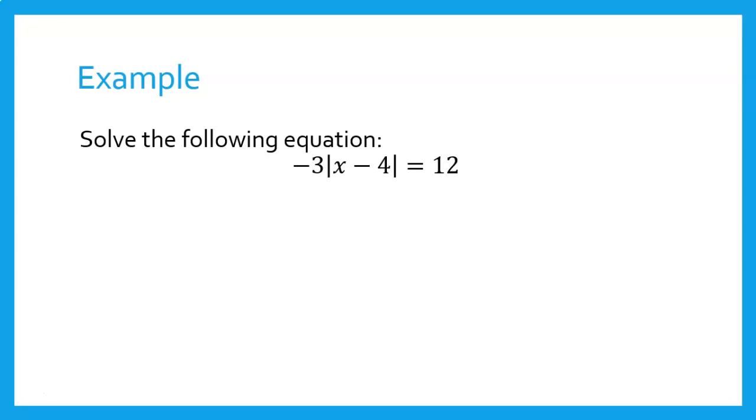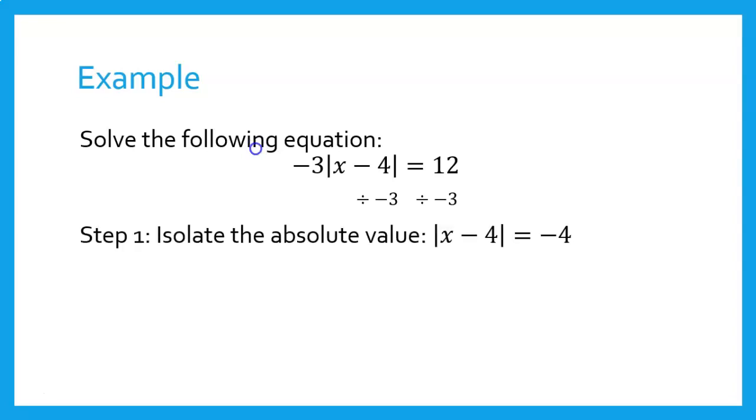Starts out like any other equation. Solve the following equation. -3 times the absolute value of x minus 4 equals 12. The first step is always to isolate the absolute value. So we would divide both sides by 3. And when I do that, I have the absolute value of x minus 4 equals -4. My absolute value is isolated.